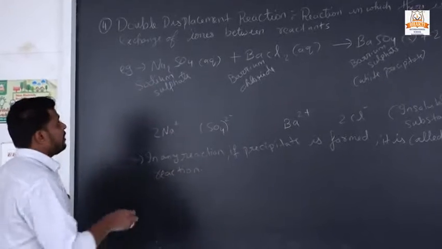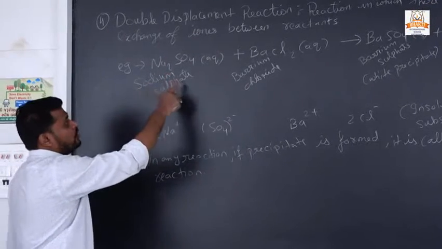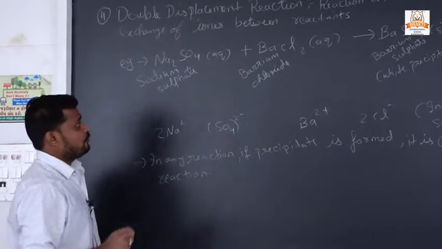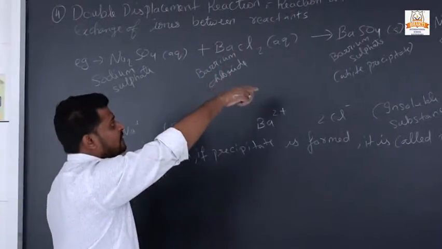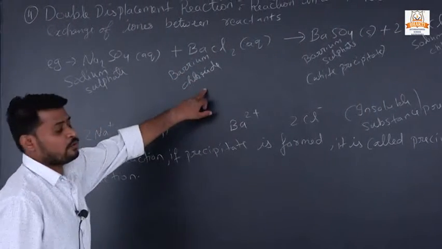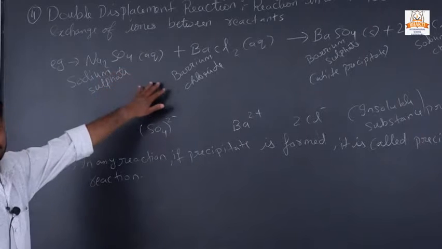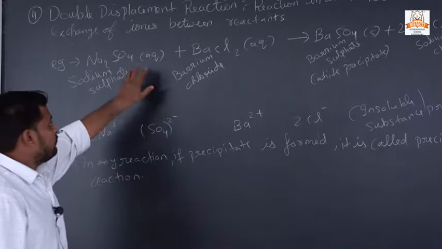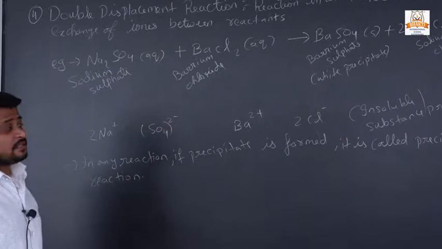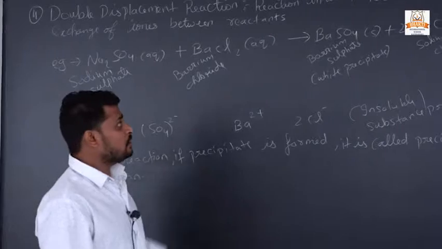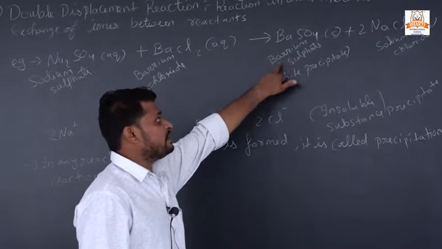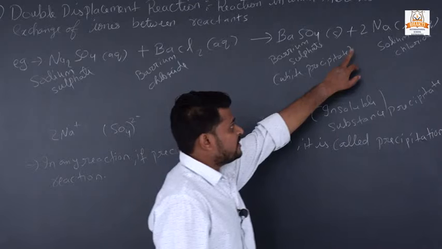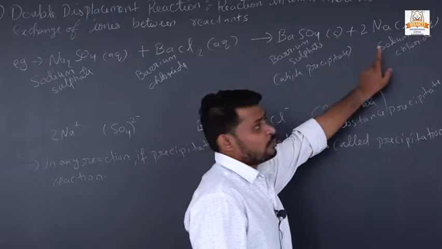Here I will take sodium sulfate, Na2SO4, in aqueous form, and BaCl2, barium chloride. We have two compounds. When these two compounds react with each other, they give us the products BaSO4, that is barium sulfate, and NaCl, that is sodium chloride.